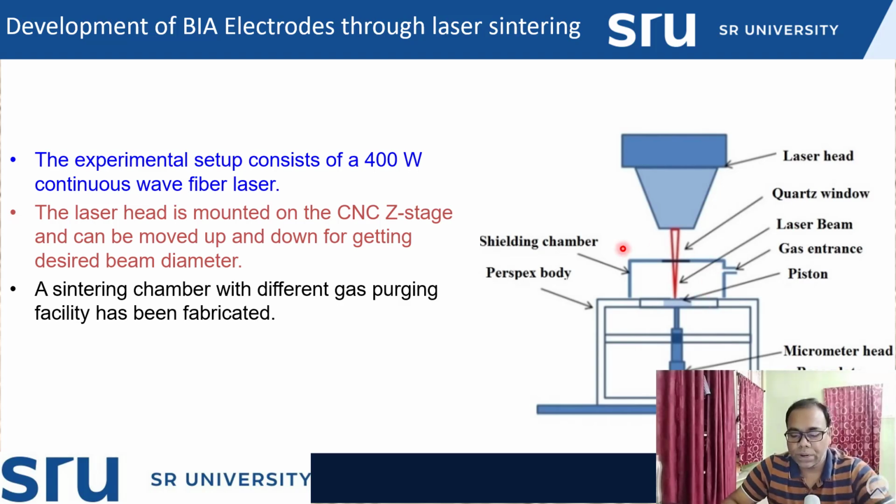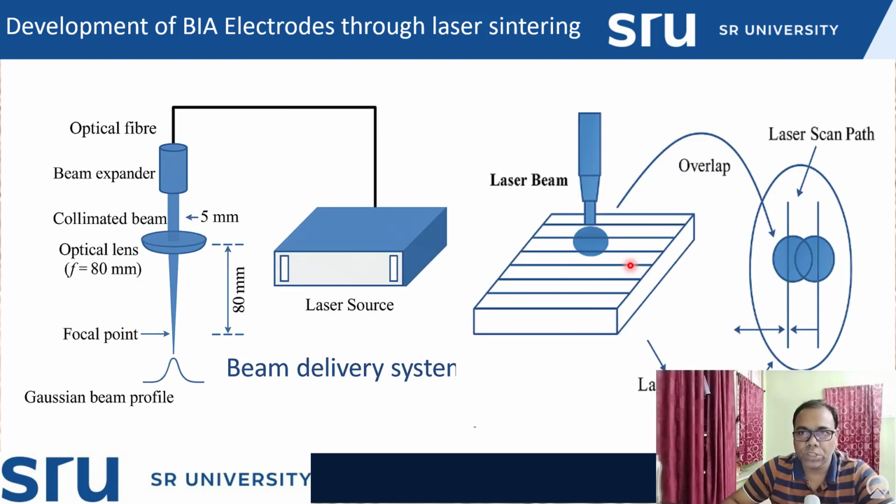Similarly, it may have the sintering chamber with different purging gases. Different purging gases will be required so that during the fabrication there is no environmental oxidation and other things. Those things we have to ensure. So this is one of the other diagrams in that.